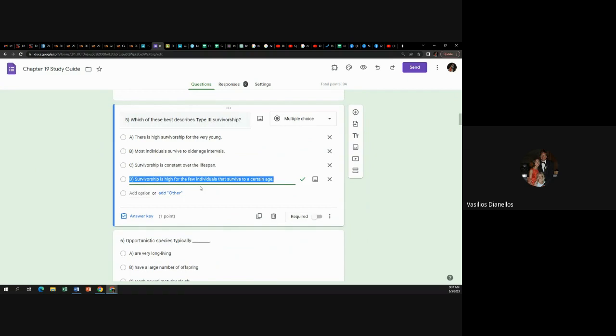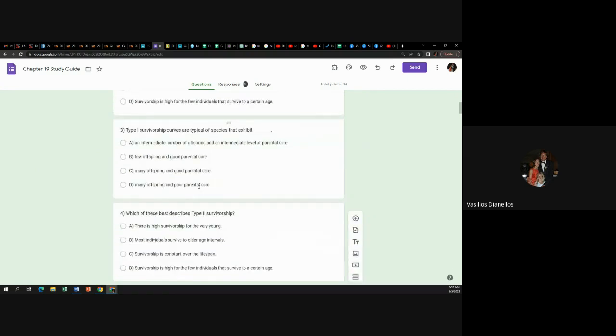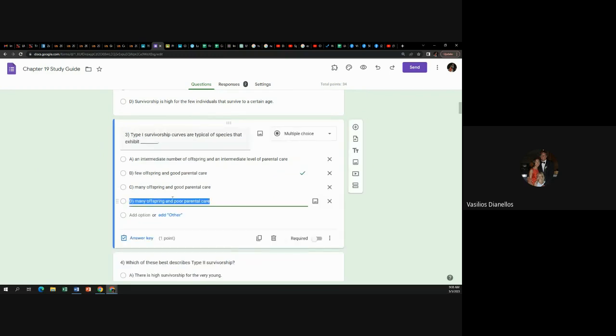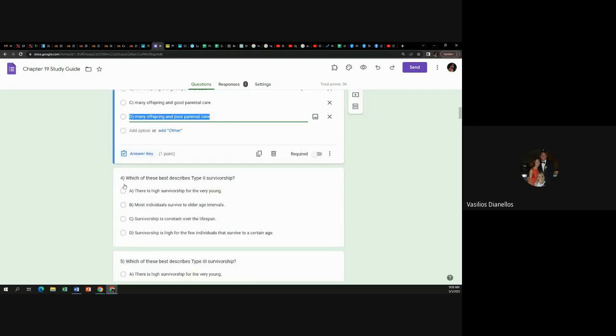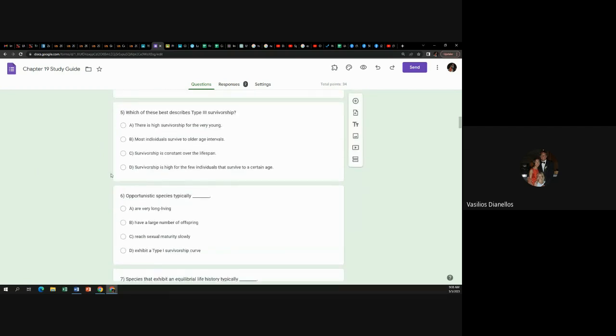And again, I could throw in something from up here to discuss. There's different ways to describe it. So again, many offspring and poor parental care is also a way that we could describe type 3 survivorship. So you should study all those questions together. Anyway, are there any questions about the survivorship questions?